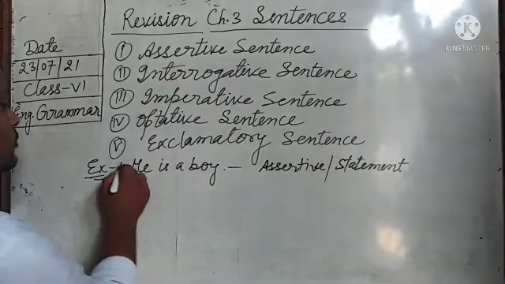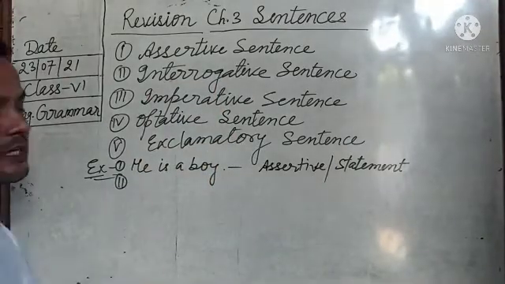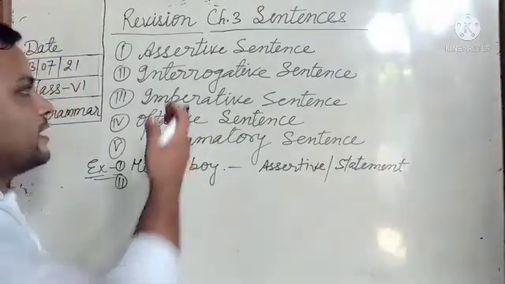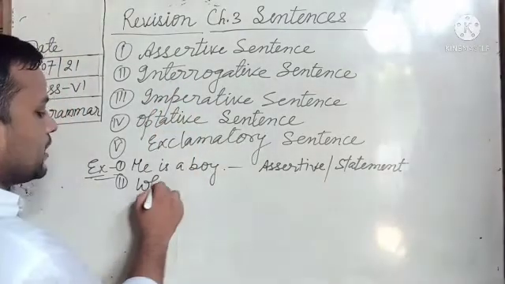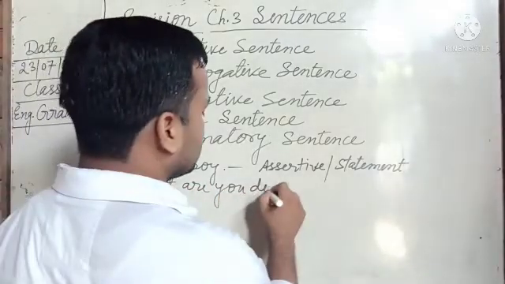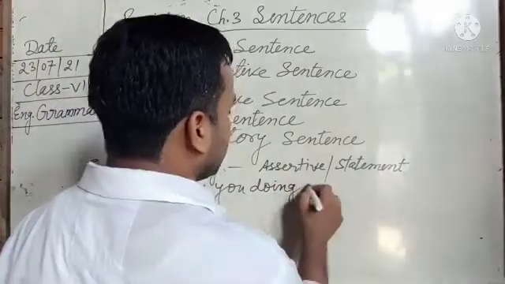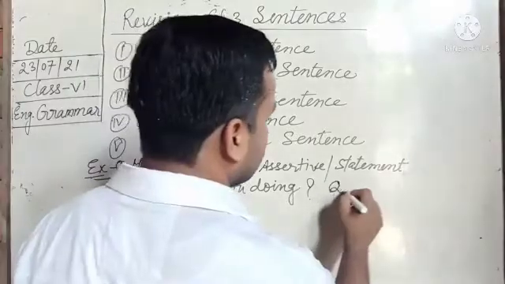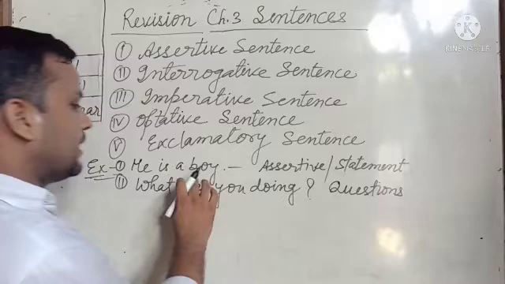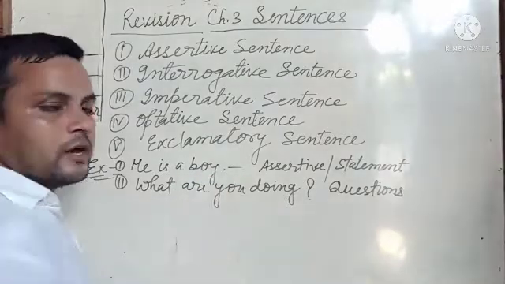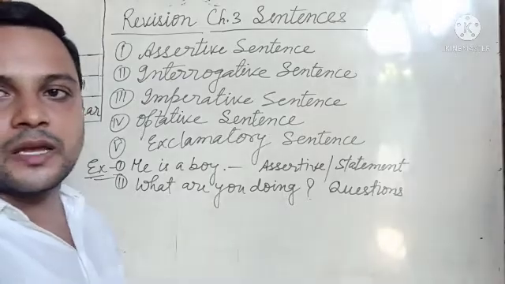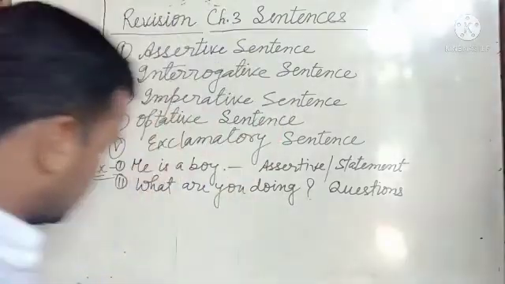Interrogative sentences, students, the sentence which is used to ask questions. That is an interrogative sentence. For example, what are you doing? In your book, it is given as questions. Students, in assertive sentence, full stop is compulsory. In interrogative sentence, we put question mark at the end of the sentence.